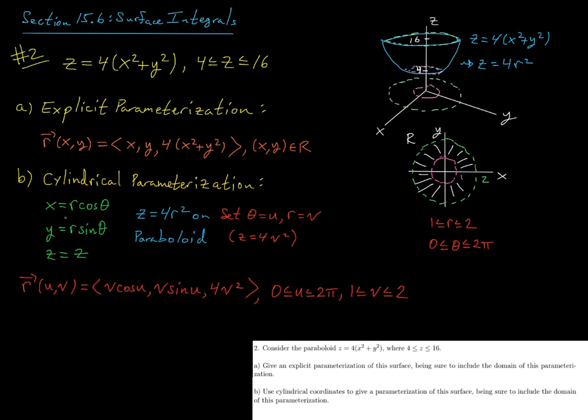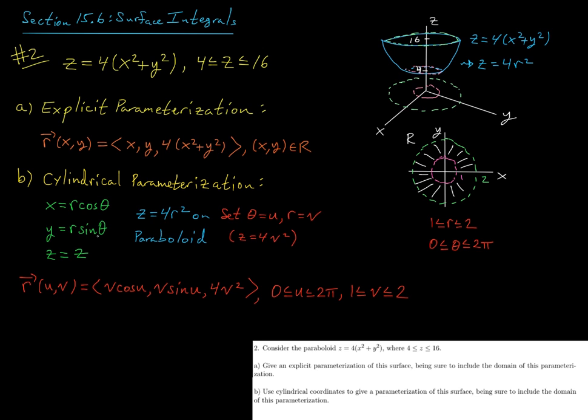And so here's our cylindrical coordinate representation, and on the paraboloid, whose equation is z is 4 times the quantity x squared plus y squared, since x squared plus y squared is r squared, we get that z is equal to 4r squared. And so if we set u equal to theta and v equal to r, then z is equal to 4v squared, just using this relationship here on the paraboloid.